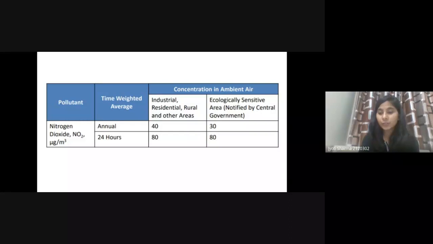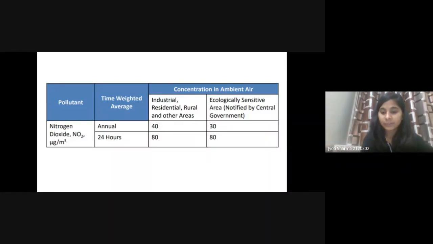Again, you should know the permissible level or limit for nitrogen dioxide. This is 40 for industrial, residential, and rural areas, and 30 for ecologically sensitive areas if we are measuring it annually. If we have a 24-hour measurement, then it will be 80 for industrial, residential, rural, and other areas, and again 80 for ecologically sensitive areas. So 40, 30, and 80, 80.